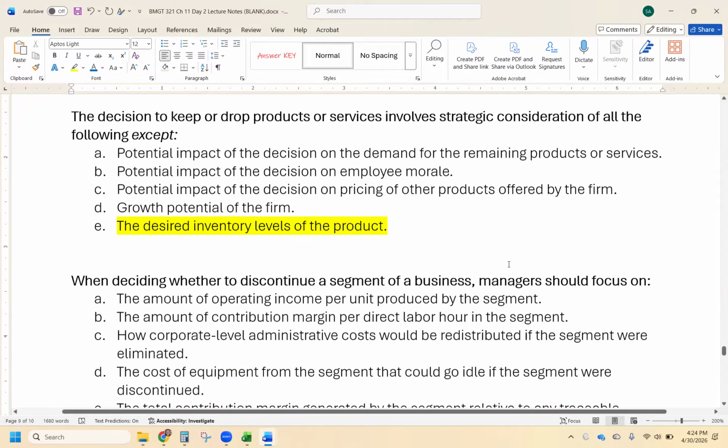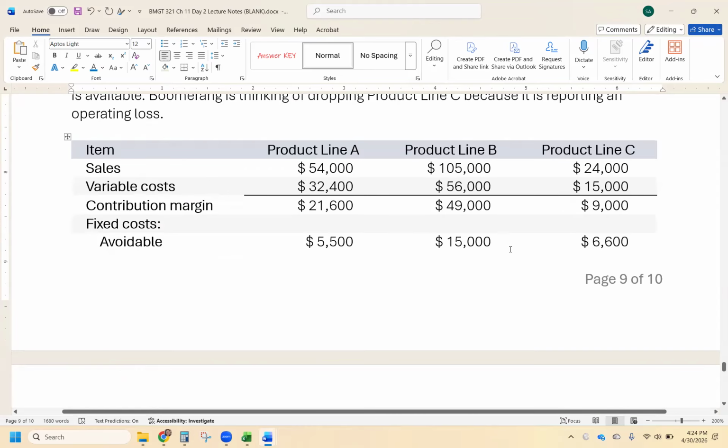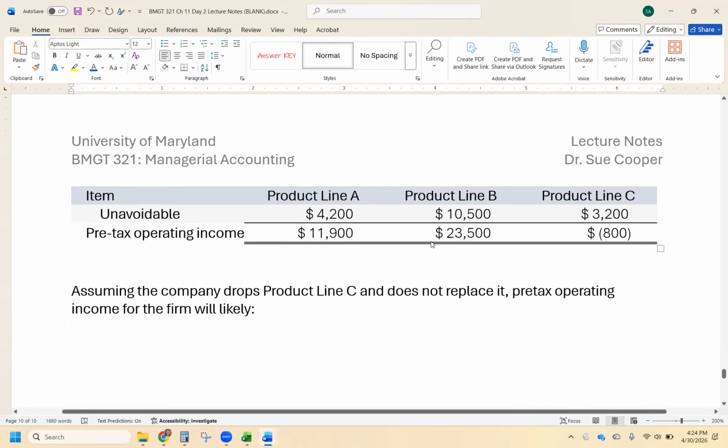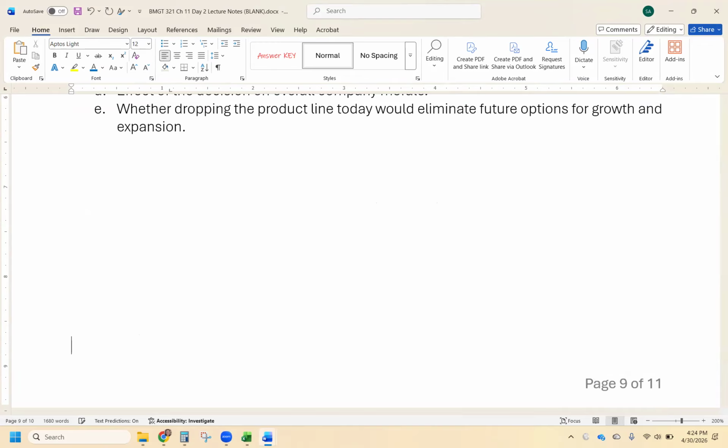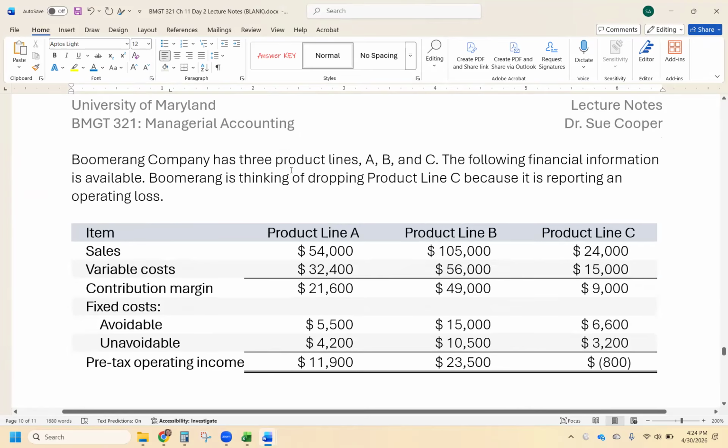So let's look at, we'll do these in a minute. I want to go down to the example first, and then we'll come back up and do those multiple choice. Okay, so here's an example. Boomerang Company has 3 product lines, A, B, and C. The following financial information is available.